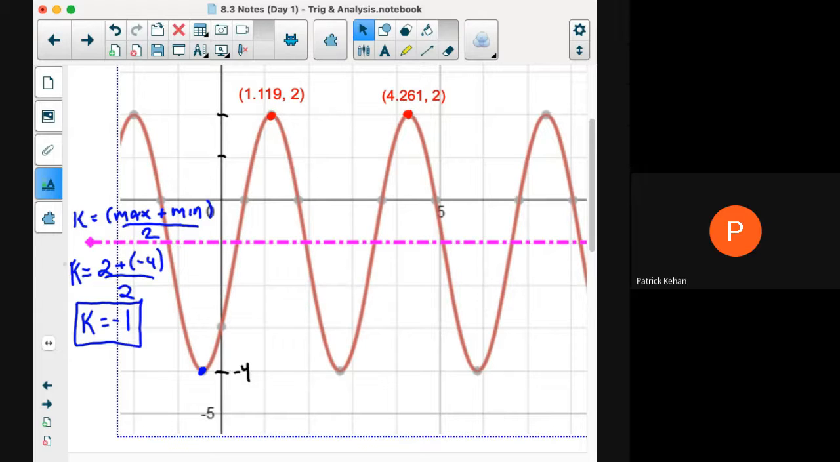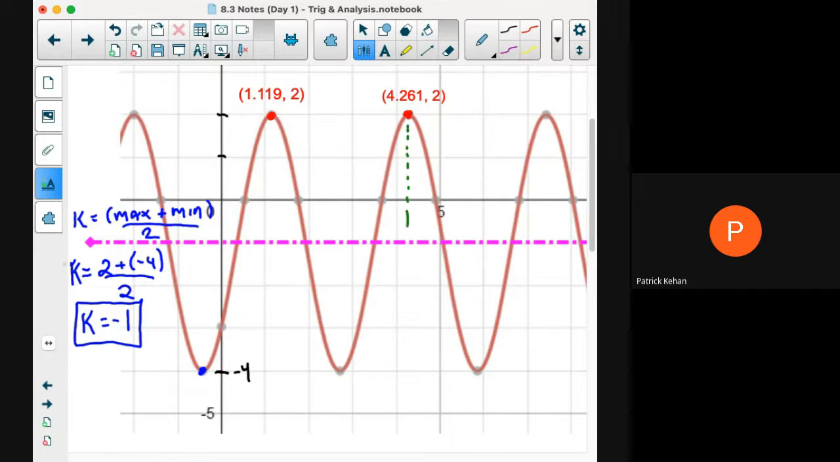The next easiest thing to do is find the amplitude. Your amplitude is measured from the high point to the line of oscillation. So if the K value is -1, then that distance is measured from the y value of 2 down to the y value of -1. Going from 2 to -1, the amplitude is 3, and we can identify that as well.